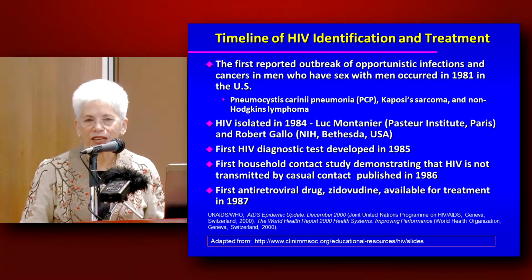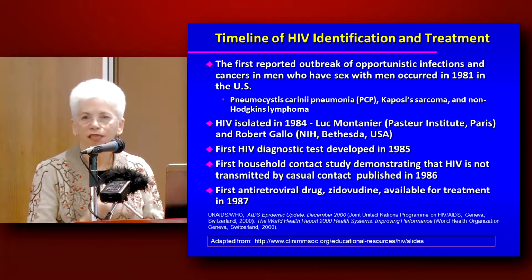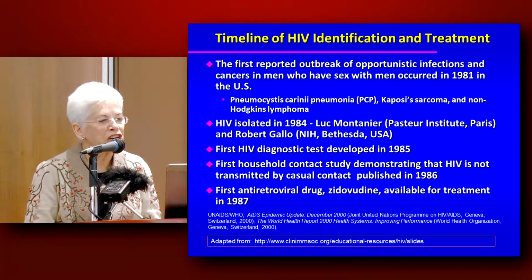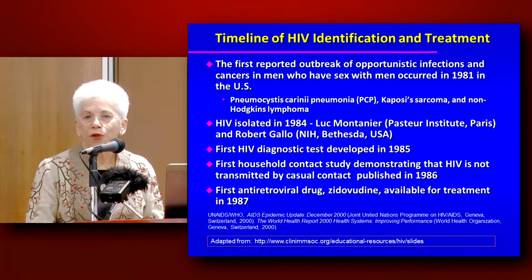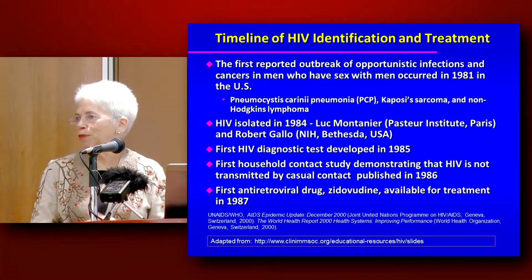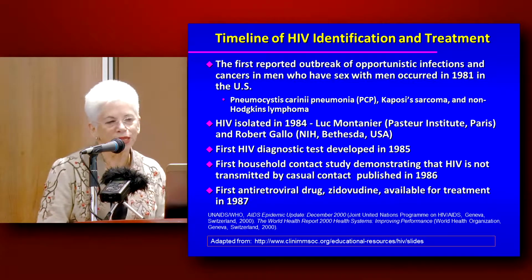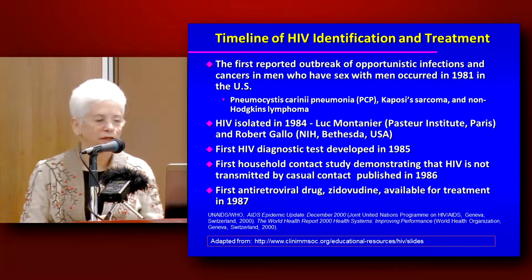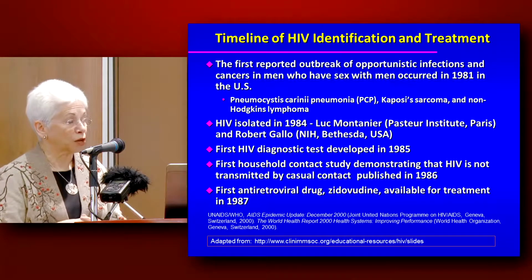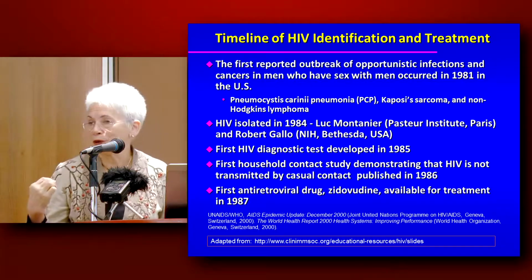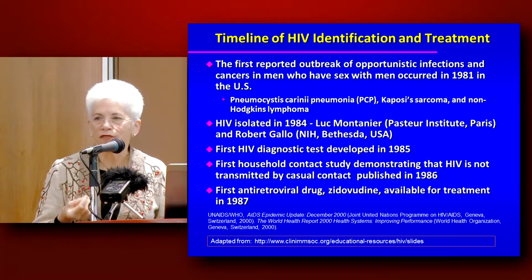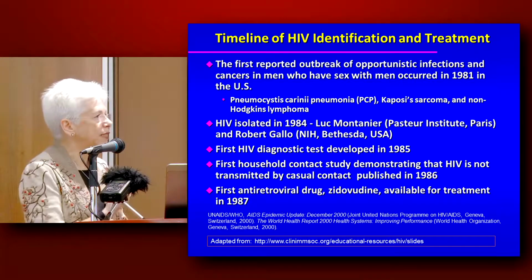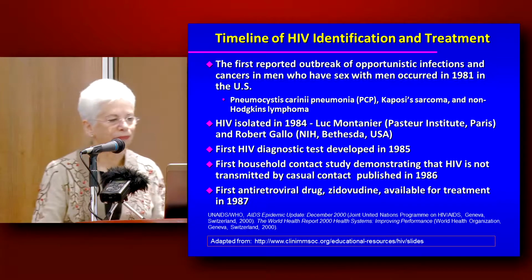We all, at the beginning of the epidemic, experienced these sudden onsets of unusual illnesses that suggested immunosuppression, and we didn't know why. HIV wasn't isolated until 1984 by two people who went on to fight about who really isolated it first. And then the first diagnostic test was in 1985. And in 1986, there was the first household contact study. And the reason why that was important was it was a study that showed that HIV is not transmitted by casual contact. And that helped calm down the hysteria that existed at the beginning of the epidemic.